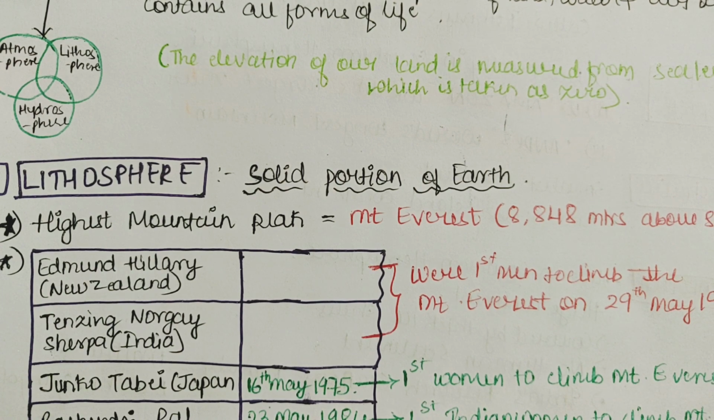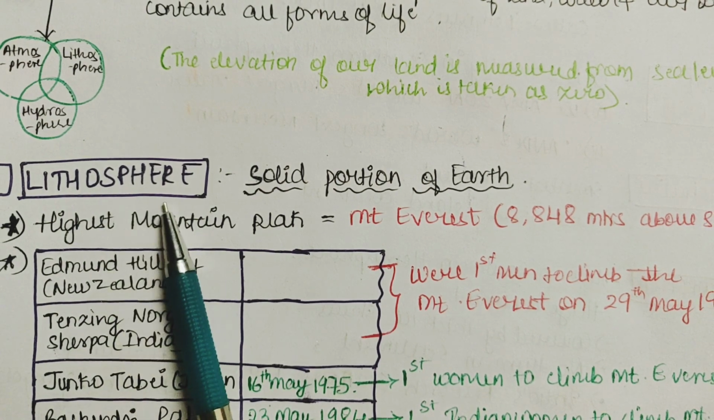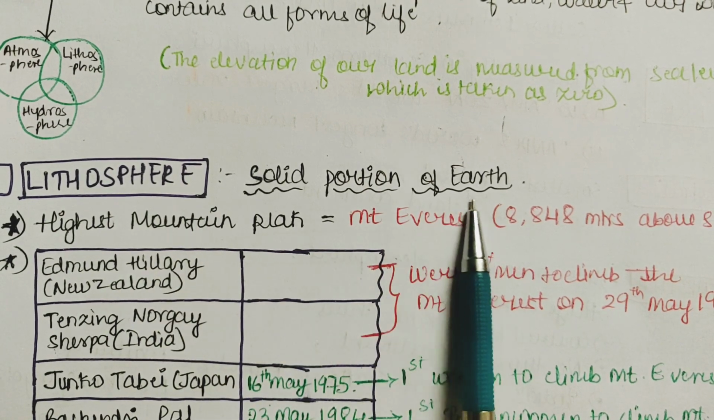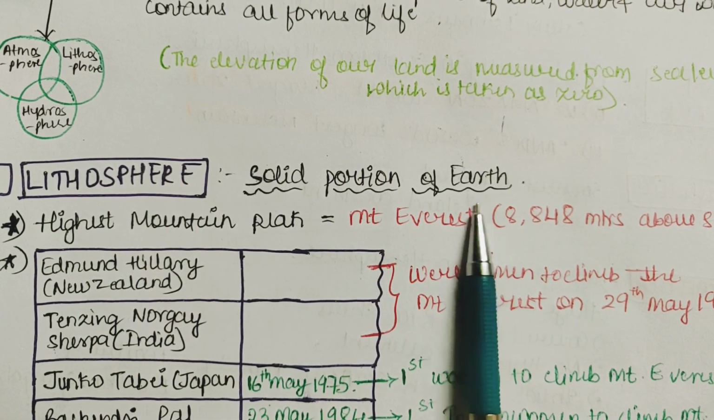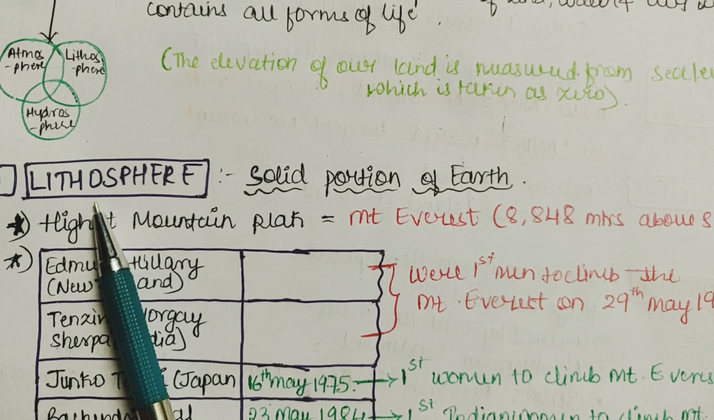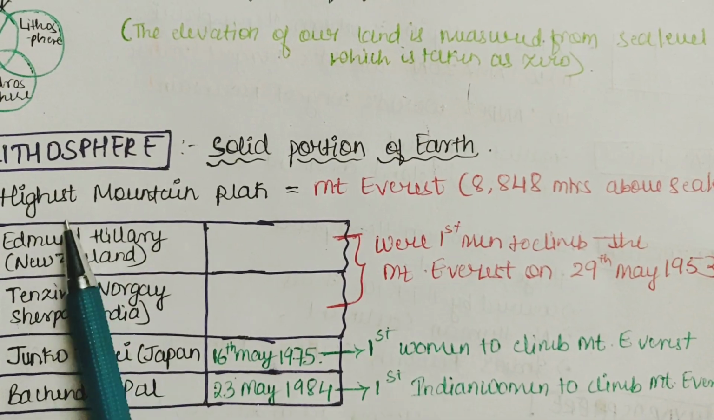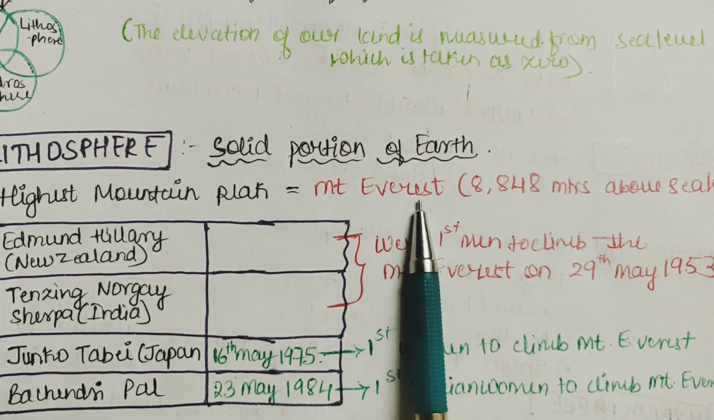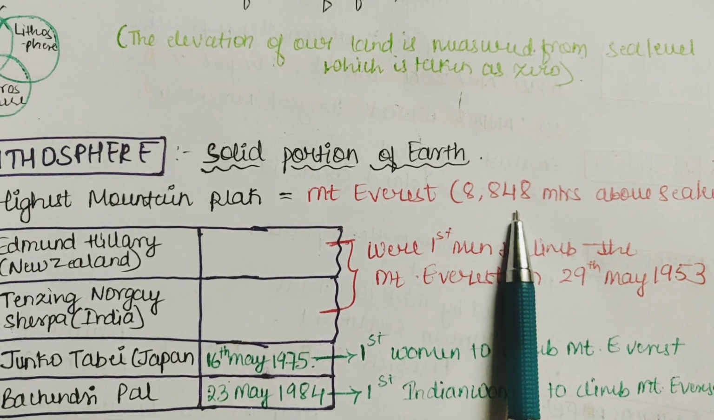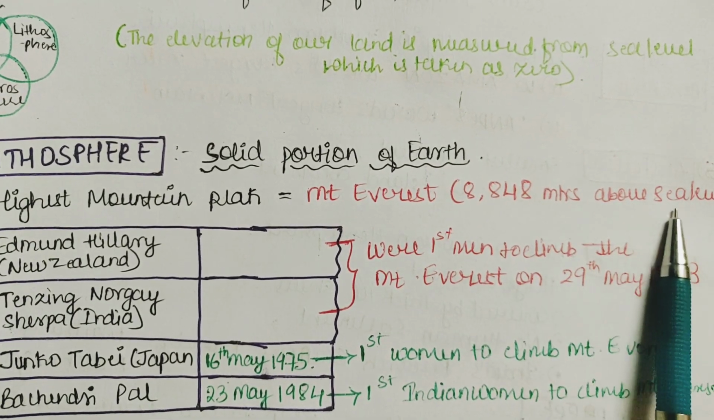Now, let us understand more about the lithosphere. As we know, the lithosphere is the solid portion of the Earth. Lithos means stone. The highest mountain peak, Mount Everest, is 8,848 meters above sea level.